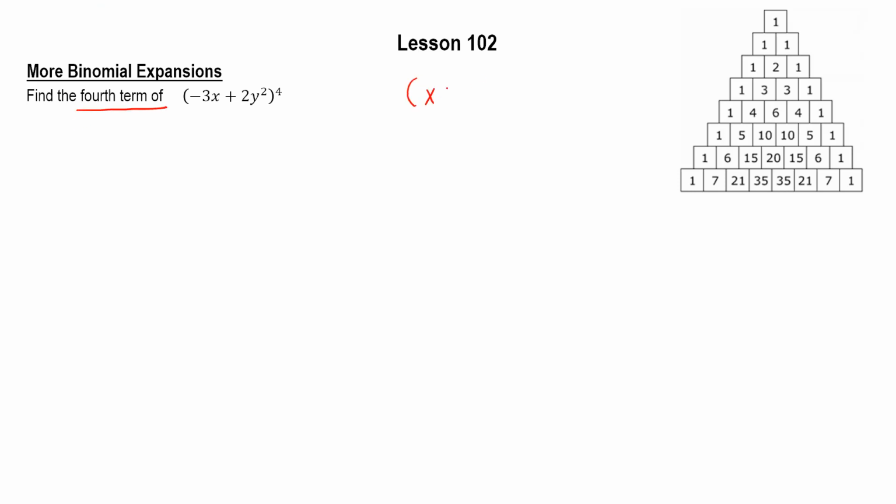was x plus y to the fourth, then first of all, we would look at our Pascal's triangle and figure out what our coefficients are. So the coefficients are going to be 1, 4, 6, 4, 1. So we know that the fourth term of that expansion is going to have 4 as its coefficient.